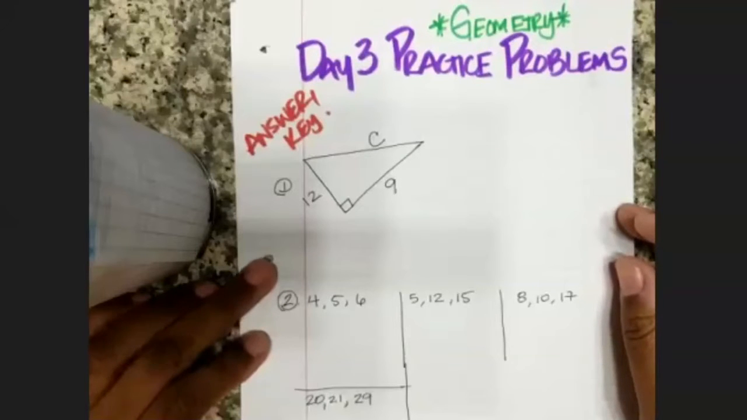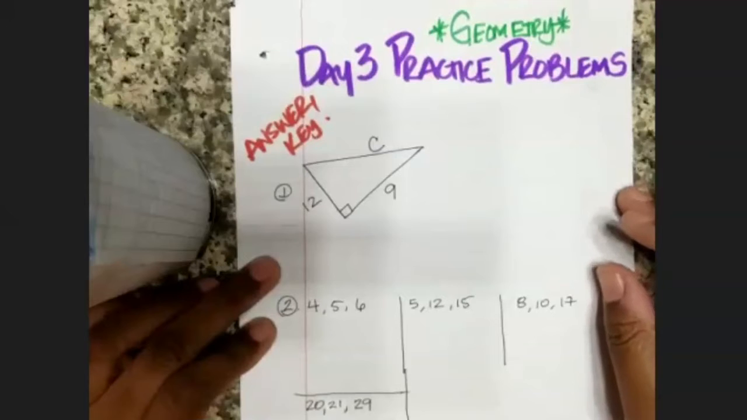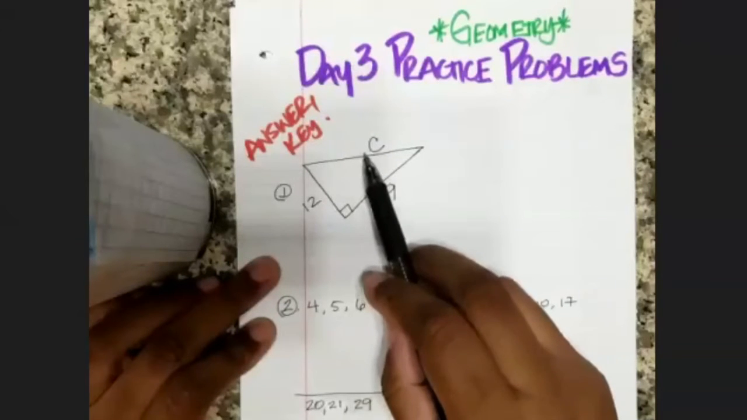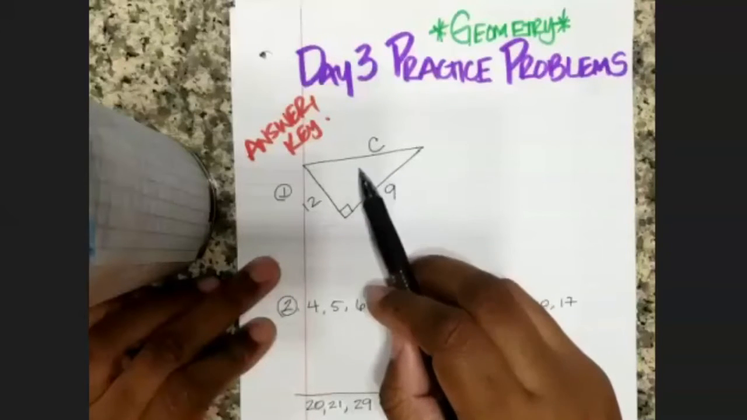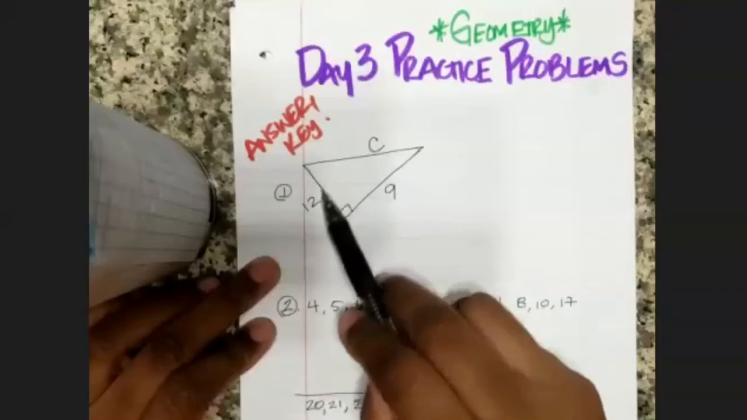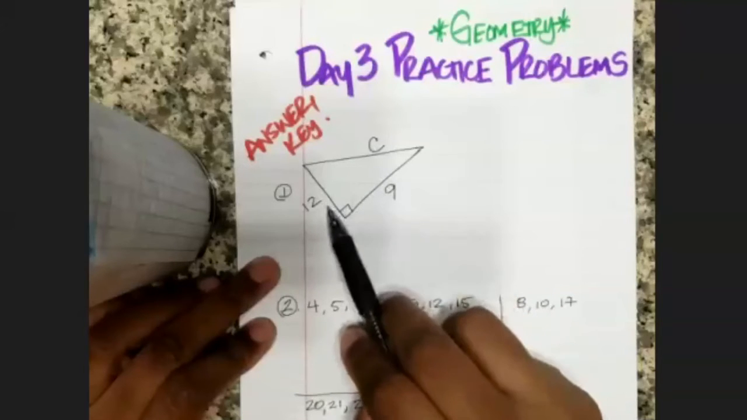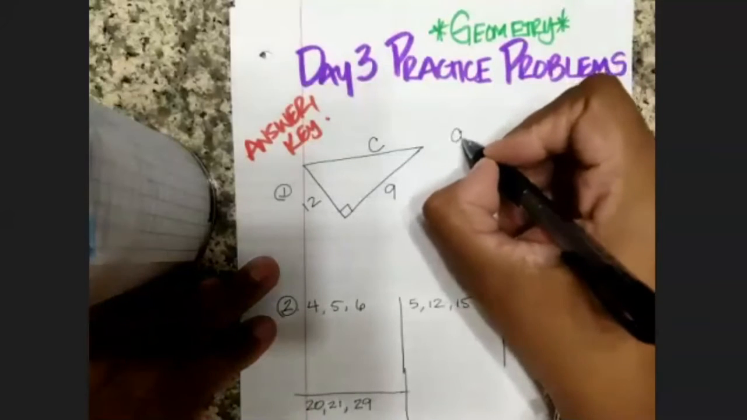In the first problem, we need to solve for C. We know that C is the hypotenuse and 12 and 9 are the legs. C is across from the 90-degree angle, so that's how we know that is the hypotenuse. And 12 and 9 are the legs because those are the sides that form the right angle.